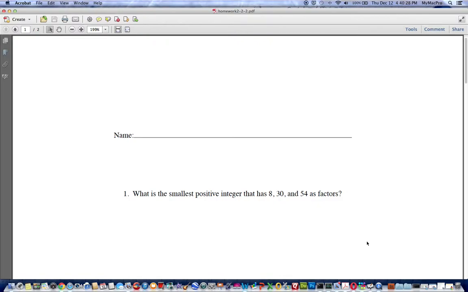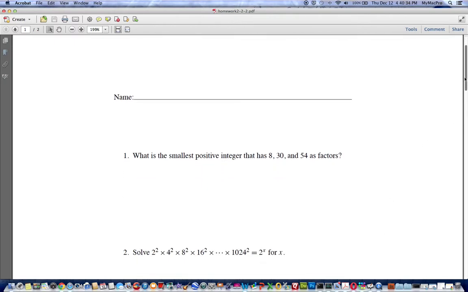Let's look at this question. What is the smallest positive integer that has 8, 30, and 54 as factors? Okay, so we are looking for the smallest positive integer that has 8, 30, and 54 as factors.